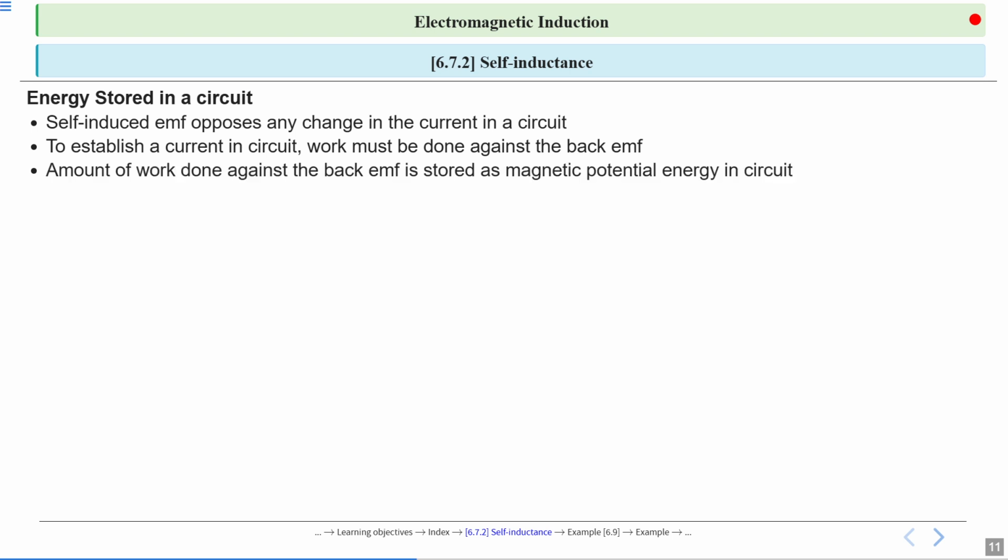The amount of work done against the back EMF is stored as magnetic potential energy in the circuit. So that amount of work we are doing externally against the back EMF, to establish the steady current in the circuit, is stored in the circuit as magnetic potential energy. Okay, so back EMF of circuit is given as epsilon equal to minus L di by dt. That thing we have calculated.